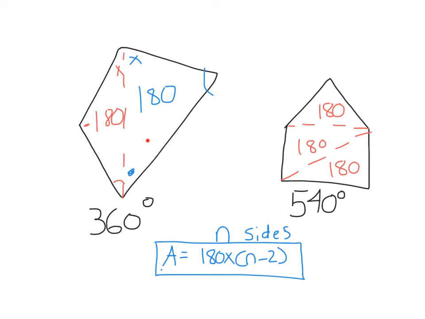This formula works on both of these shapes. If n is 4, I go 180 times 4 minus 2, put that in your calculator, you get 360. If n equals 5, as it does here, 5 sides, then we have 180 times 5 minus 2, which is 540. We're going to use this to find unknown angles in polygons.